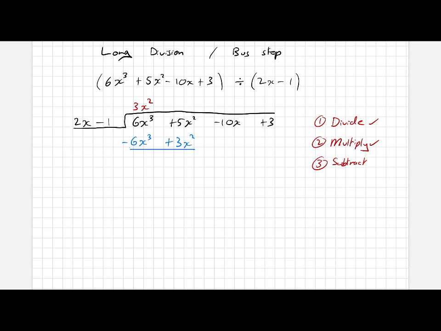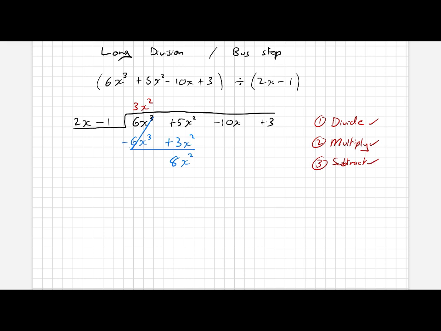So we can start subtracting now. 6x cubed, subtract 6x cubed, well that makes 0. I can write a 0 down here, but I prefer to just cross those out. Next, 5x squared, and this time we're going to add 3x squared because we subtracted a negative, which gives us 8x squared. So that is our subtraction step done.